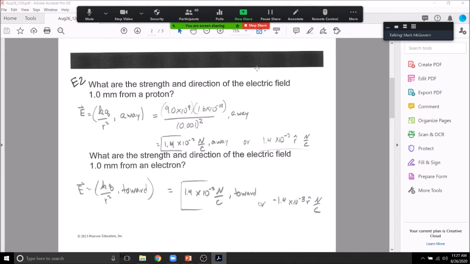Okay. Let's do it. What about the electron? Guess what? Not different. KQ over R squared. Well, the fact that it's an electron, again, this is your test charge. We don't care about the test charge from electric fields. So the magnitude is exactly the same. However, the direction is different because the electron's negative. It's going to flip the direction of that. And so you get 1.4 times 10 to the minus 3, but now it is toward. Okay, toward. These are vague terms anyway.